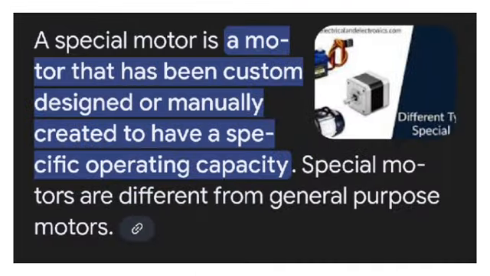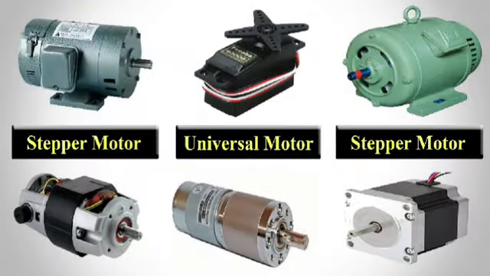The last one is special types of motors. These motors are designed for specific applications and have special operating capabilities. For example, stepper motors, servo motors, BLDC, that is brushless DC motors, and so on. So these are the types of electric motors.